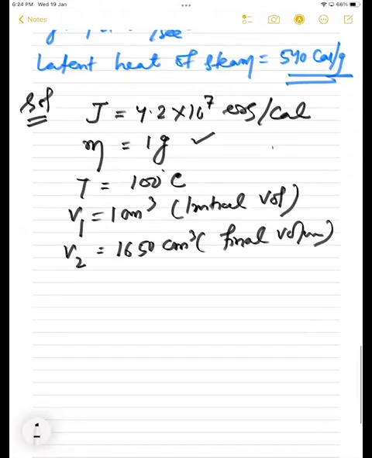Just wait, let's see what is the change in volume first, because that will be giving us work done. Change in volume is equal to V2 minus V1, right? That is 1650 minus 1, how much? 1649 centimeter cube, right?